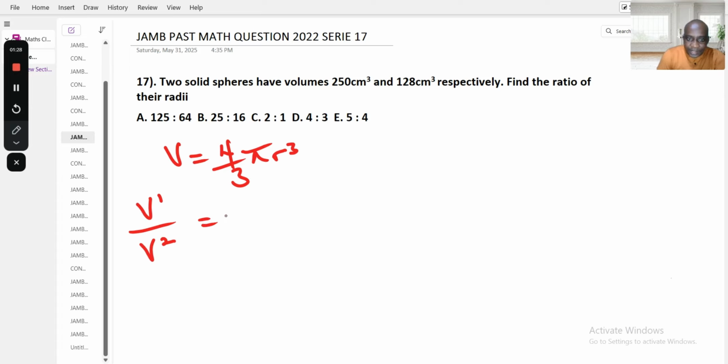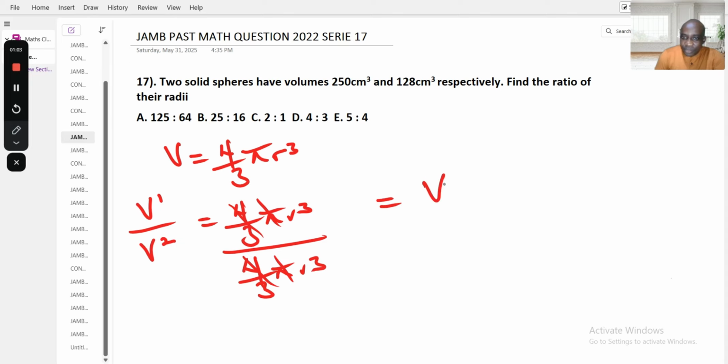Now let's apply it now. It's the same formula, 4/3 pi r raised power 3 over 4/3 pi r raised power 3. Now we have something like this. You see that this one we cut out, this 4/3 pi, and this one we cut out. Cut, cut, cut, cut. Now we are going to have what left? V1 over V2 equals r raised power 3 for the V1 over r raised power 3 for the V2. Now let's apply it. What is our V1? Is 250.